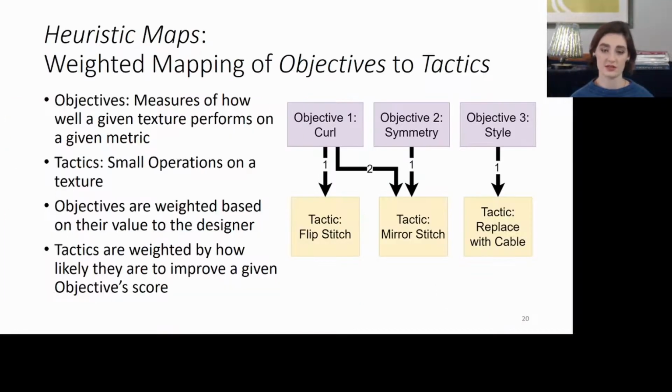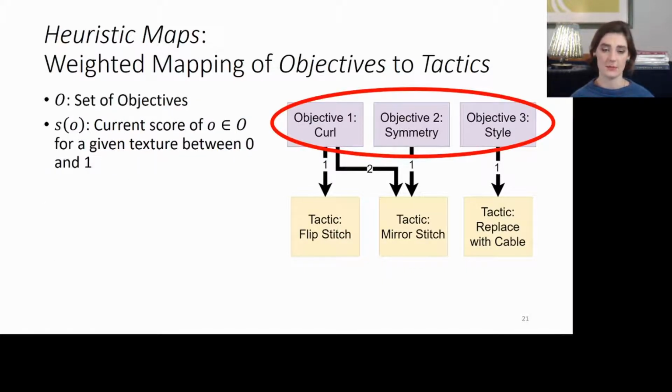The objective function is defined by a heuristic map, which is a weighted mapping of objectives which measure how well a given texture performs on a given metric, to tactics, which are small operations on a texture which produce a new texture. Objectives are weighted based off their value to the designer. So in this scenario, the objective 3 style is weighted more highly than the objectives of symmetry and curl. Tactics are weighted by how likely they are to improve a given objective score. So in this scenario, the mirror stitch tactic is more likely to improve the curl objective than the flip stitch tactic. You can map tactics to multiple objectives.